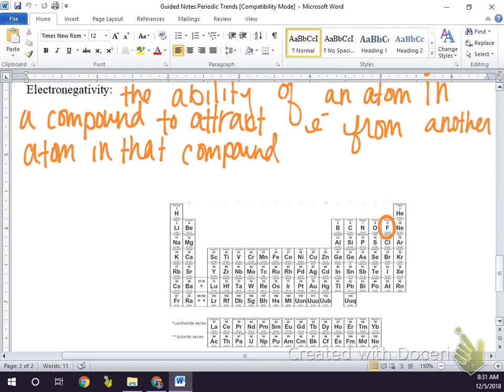So here's the trend for electronegativity. Electronegativity increases to the right and up. I guess you could write it like this, to the right and up toward fluorine. Okay, I like to just write it as a diagonal arrow, but it's all pointing toward fluorine. Fluorine has the highest electronegativity. Okay, fluorine has the highest electronegativity, and then I'm going to explain why that is here in a second. But fluorine has the highest electronegativity.